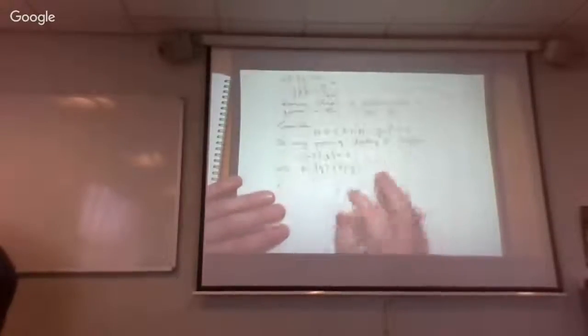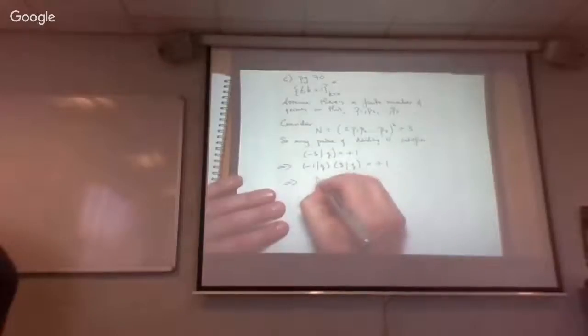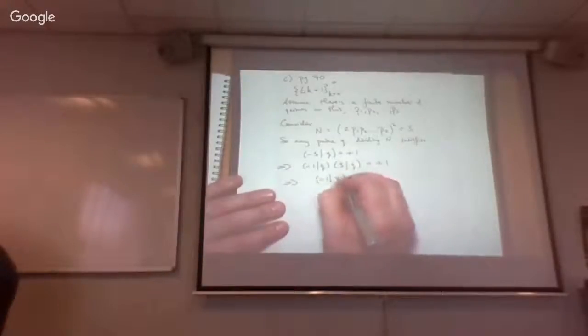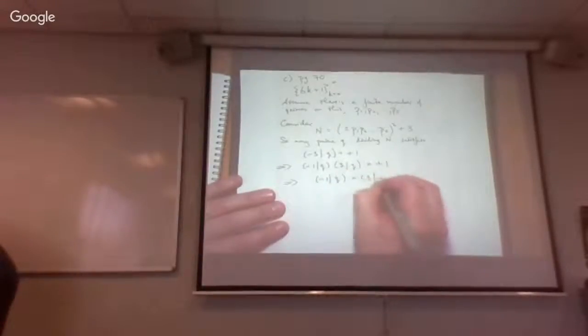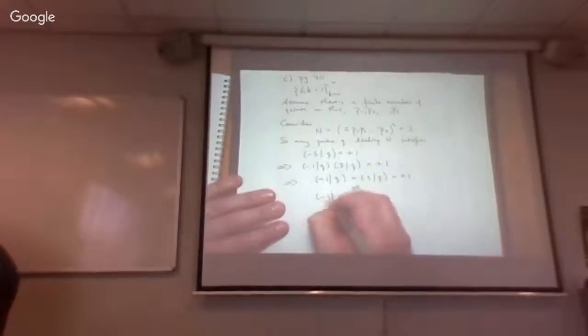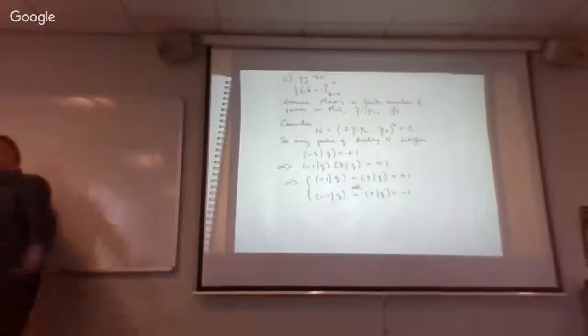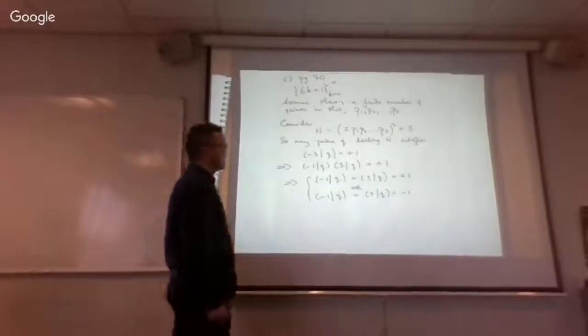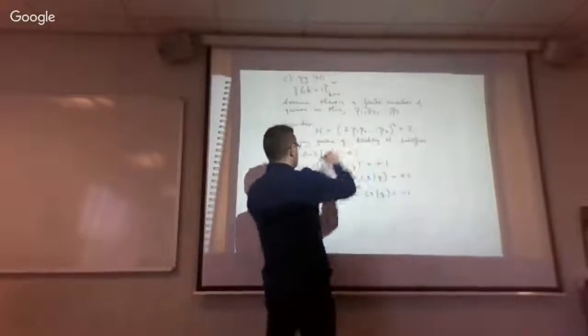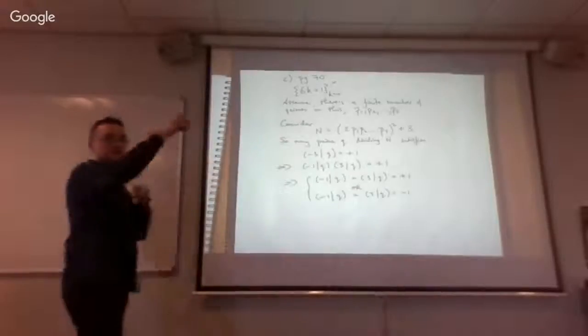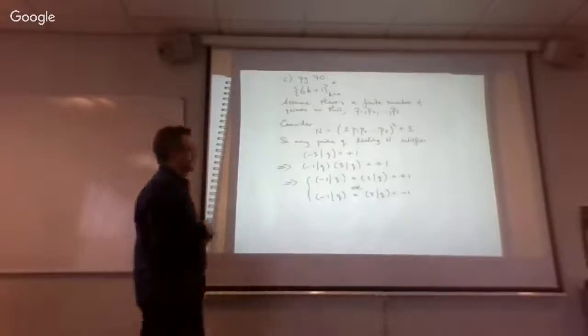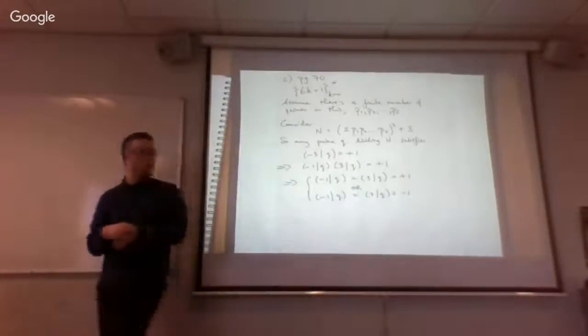Okay, this is plus 1. So this implies that both of them are either plus 1 or minus 1, because their product is plus 1. If the product was minus 1, they'd have to be one plus, the other minus, or vice versa. But here they're either both plus or both minus.